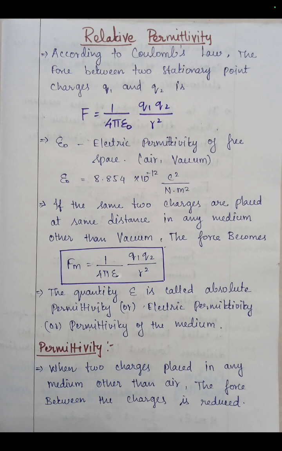If we place the same charges at the same distance in any other medium other than air or vacuum, the force becomes 1 by 4 pi epsilon q1 q2 by r square. Here epsilon is the permittivity of the medium, or simply it is called permittivity. What do you mean by permittivity? When we place the charges in any other medium other than air or vacuum, the Coulomb force between the charges is reduced. That is called permittivity. Permittivity is the property of the medium that decides the Coulomb force between the two charges.